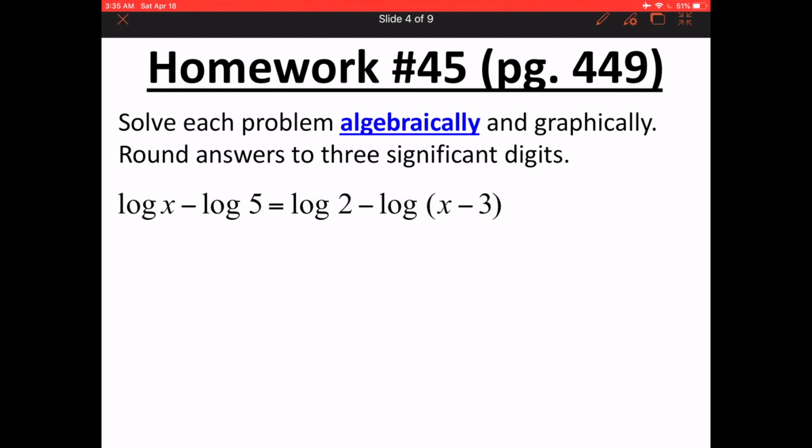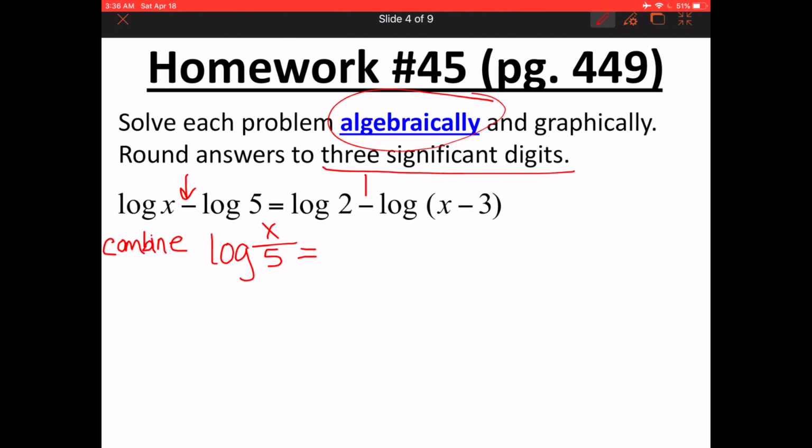And here we go. Solve each problem algebraically and graphically. Again, we're focusing on the algebraic piece. Round answers to 3 significant digits. So the first thing that I'm going to do here is I'm going to combine my logs. So since I have subtraction on the left, then I could combine those logs using division. So log of x divided by 5 equals, again, I have subtraction on the right, so I can combine them using division. So log of x divided by 5 equals log of 2 divided by x minus 3.